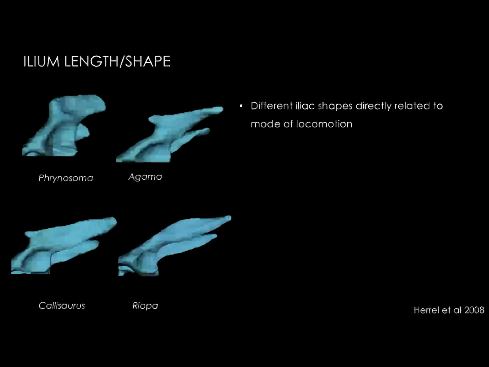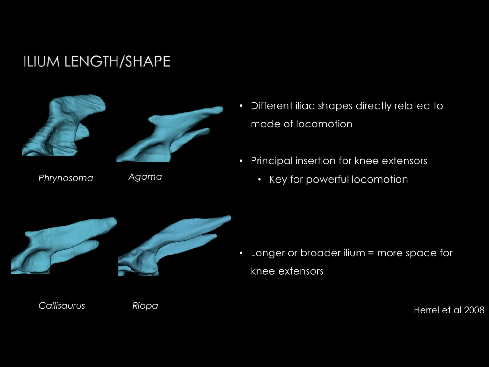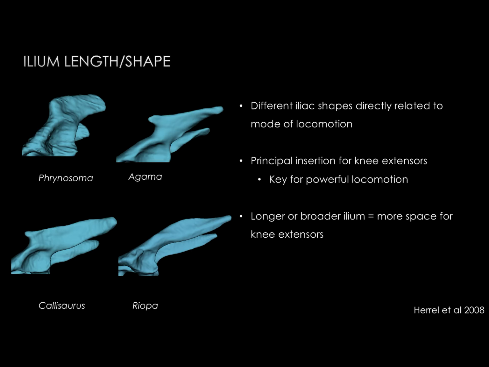The ilium length and shape is important to note because it is directly related to the lizard's mode of locomotion. The ilium is the principal insertion for knee extensors, which are key in powerful movement. The longer or broader the ilium is, the more space for the knee extensors. You can see with these 2D images how different each ilium looks. And I'll go ahead and circle what the ilium actually is if you're unfamiliar with the anatomy of pelvises. And just looking at that, again, you can see how different they are in width, in shape.